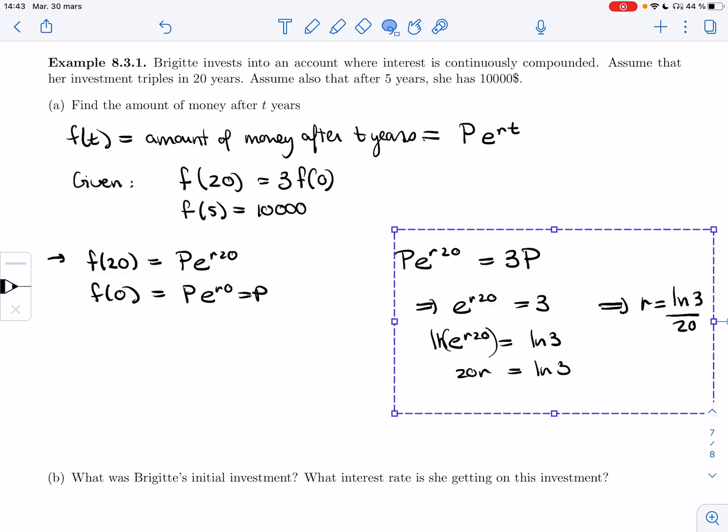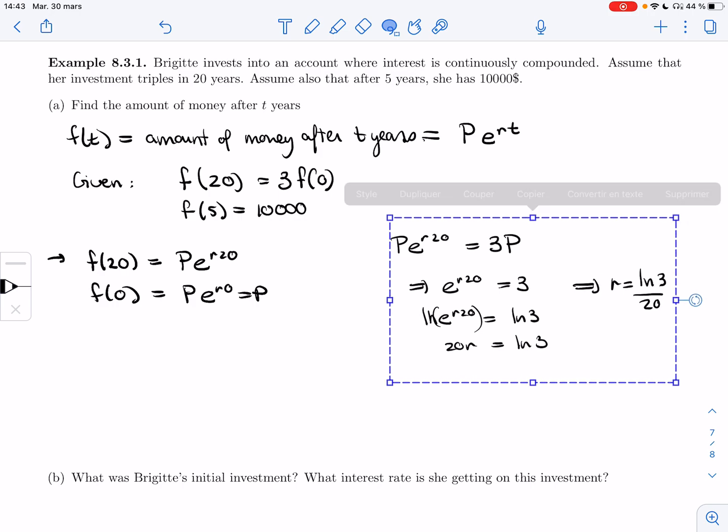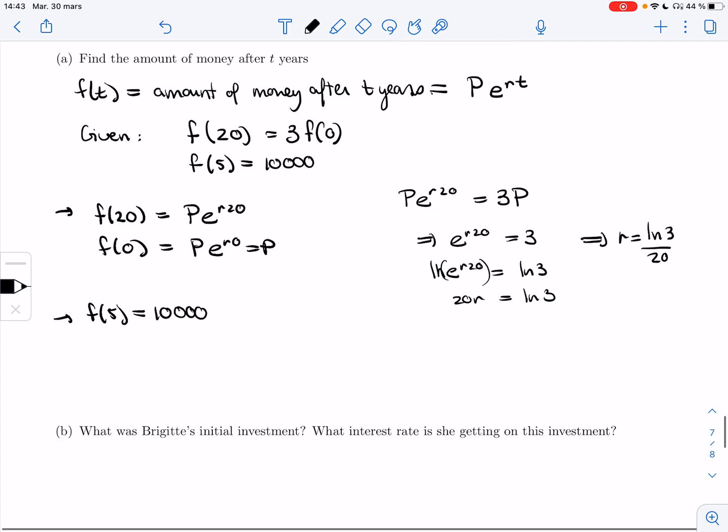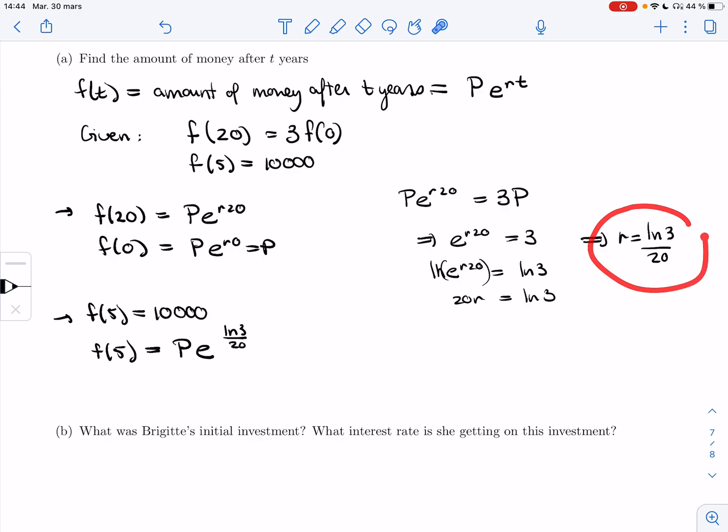All right, good. Let me shrink this a tiny bit. I'll give you more room. And then I'm going to use the final piece of data. After 5 years, she has $10,000. And so 5 years, that's f of 5, which is P e to the R times 5. R is now log of 3 over 20, that's what we solved for right here, times T, which is 5. And I know that that's $10,000.